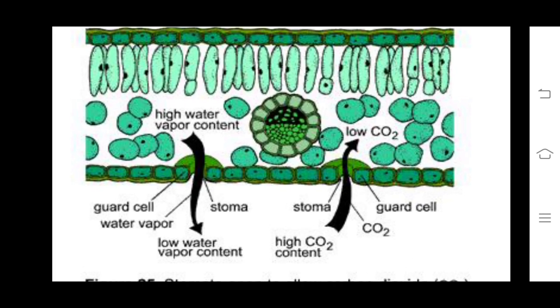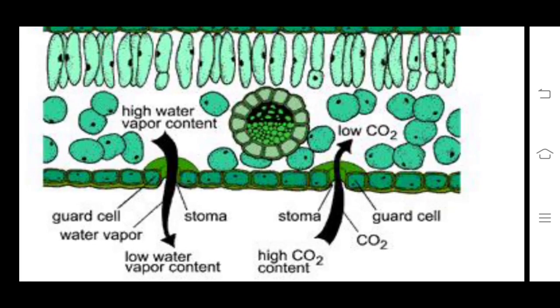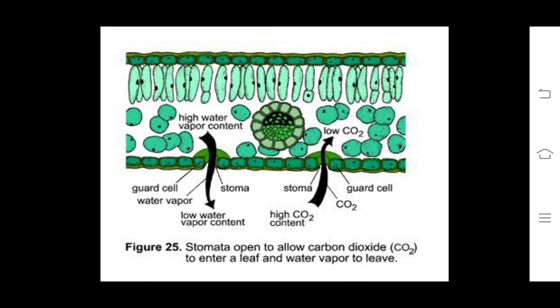And the leaf structure is so designed that, as the cells release water during the process, there is a higher water content within the cell, and outside there is low water content, so the water vapor is released from the leaf to the outside. And inside the leaf, carbon dioxide concentration is low, so outside carbon dioxide goes into the leaf. That's all, children, for today.